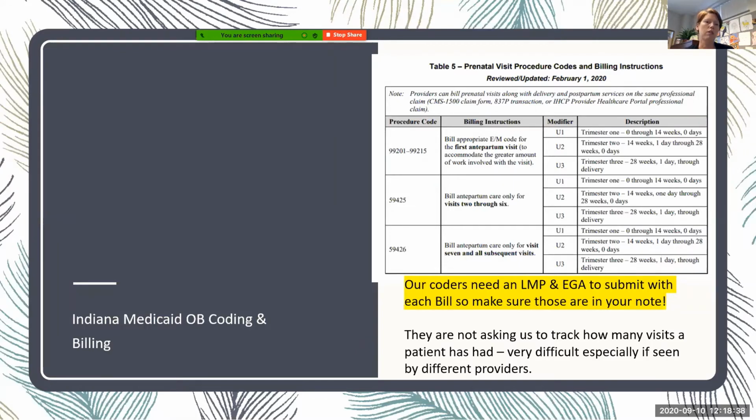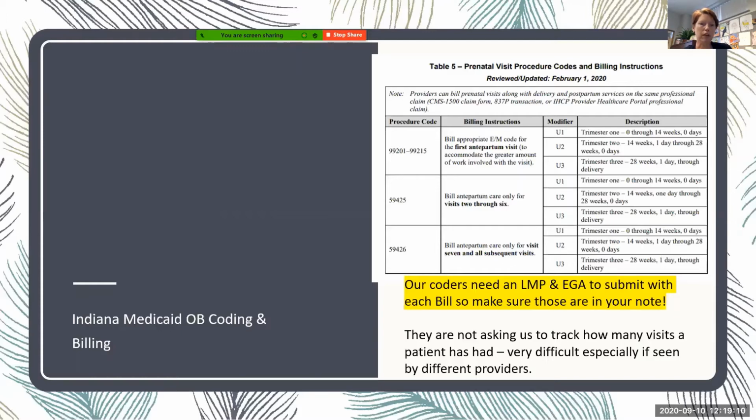Typically they do want us to use a modifier, but when I talk to our coders and billers, they said as long as our note has an LMP and an estimated gestational age in the note, because they do have to review our notes, then they're going to be able to attach that modifier appropriately. So the key is just making sure you have included that information, which I hope for the most part in your OB visits you are, but that is important information for them to be able to submit.